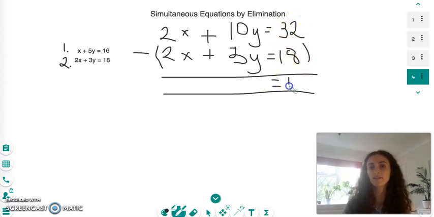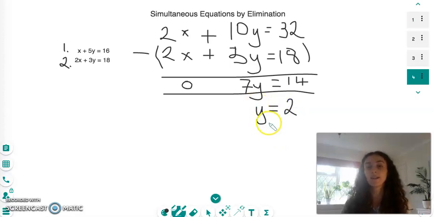32 minus 18, that's 14. Now let's look at our y's. We've got 10y minus 3y. That's just 10 minus 3. That gives us 7y. And now over to the x's. Well, 2x minus 2x, that's just 0. So we've managed to successfully eliminate the x. So now we've just got this equation here, 7y equals 14, which we can easily solve by dividing both sides by 7. 7y divided by 7 is just y, and 14 divided by 7 is 2. So there we go, we've worked out y equals 2.